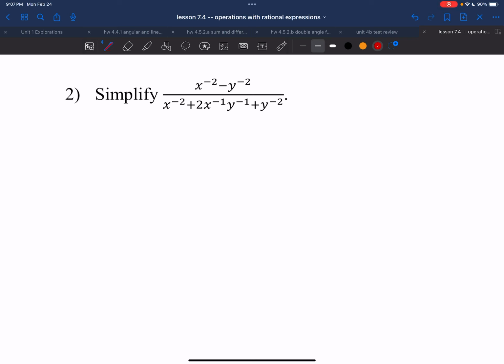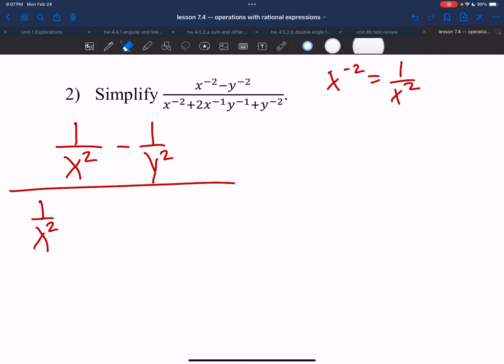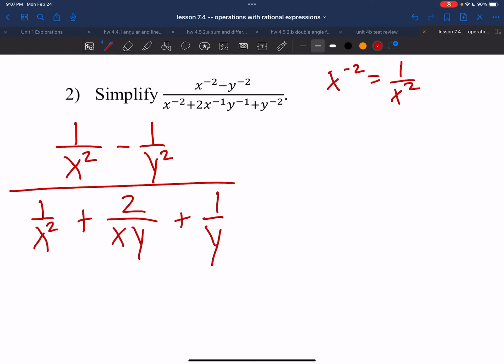The first step would be to write this obnoxious thing in terms of fractions and not negative exponents. Again, something to the negative 2 is 1 over that something squared. So x to the negative 2 is 1 over x squared. y to the negative 2 is 1 over y squared. On the denominator, we're going to get 1 over x squared again. And then this guy, x and y are both raised to a -1, but not the 2. The 2 will stay in the numerator, but the x and the y come down. And then the y to the -2 is 1 over y squared again.